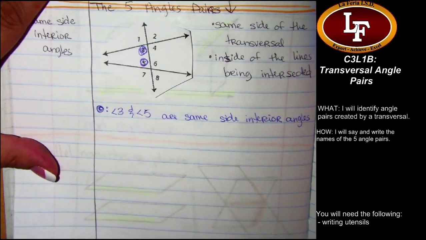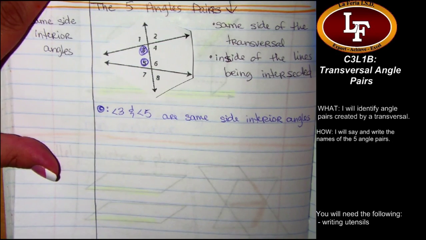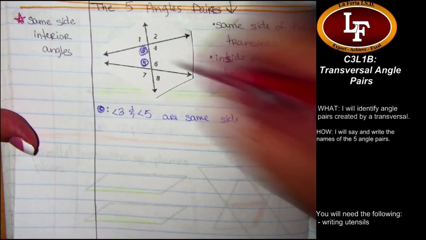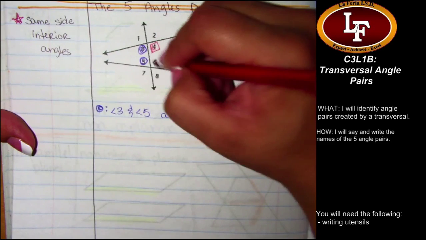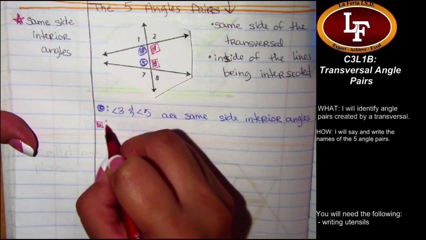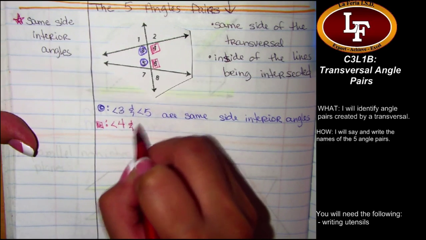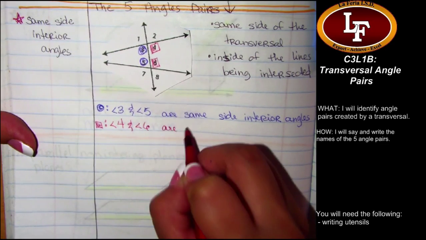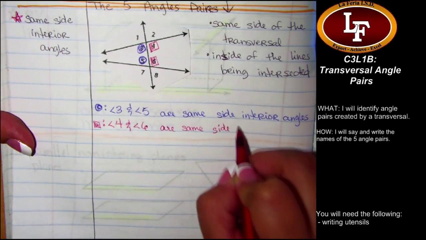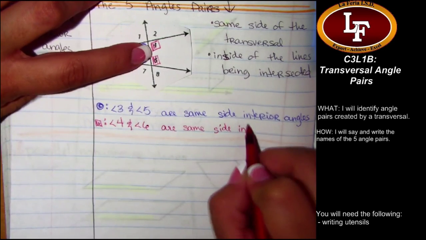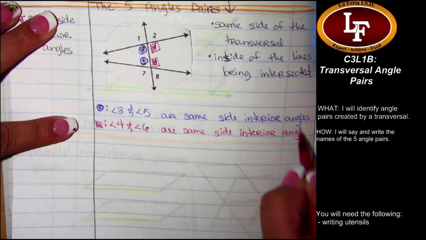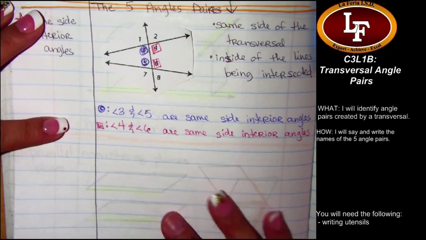What's the other pair of same side interior angles? 4 and 6, because those are also on the same side of the transversal as each other, and they're inside the two lines that have been intersected. Very nice. I'm using the colors and the different shapes to help create a legend so that you can see which angles are doing what.